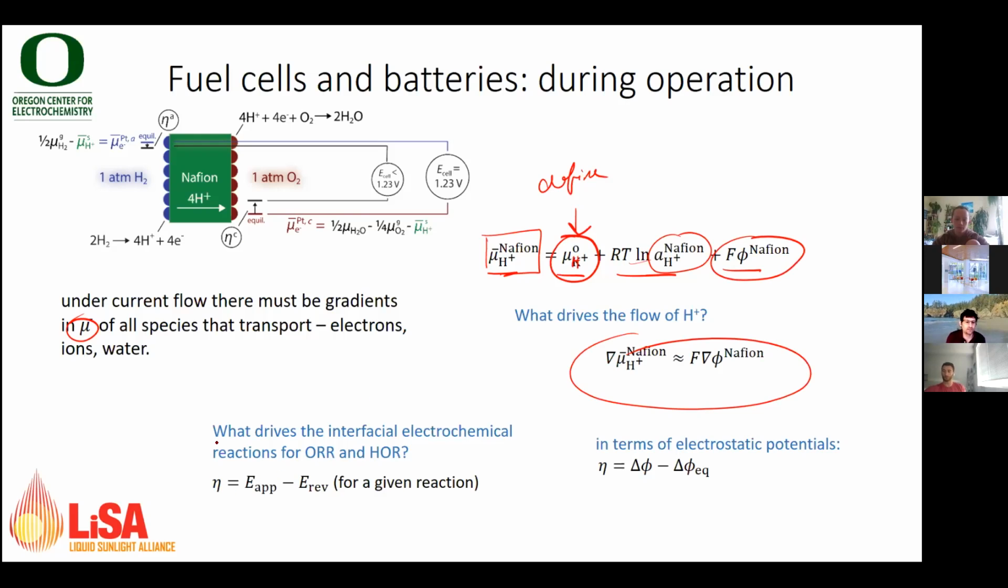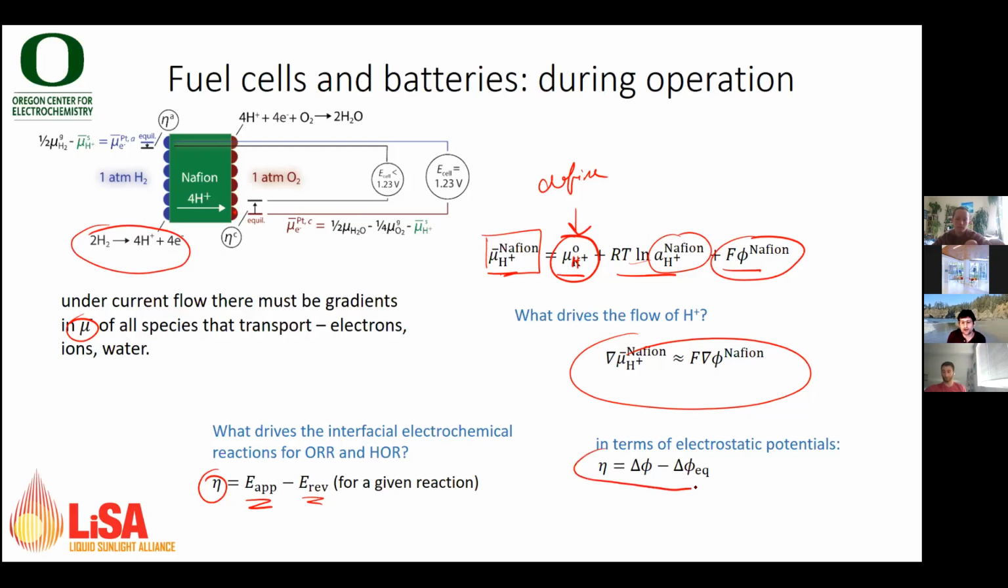So we talked about this a little bit. What drives the interfacial electrochemical reactions? It's this overpotential. We can define this in terms of the applied potential, again in terms of electrochemical potential of the electrons, if we want, versus the reversible potential for the reaction that we're considering. Here we're considering ORR, OER. Here we're considering HER, HOR.